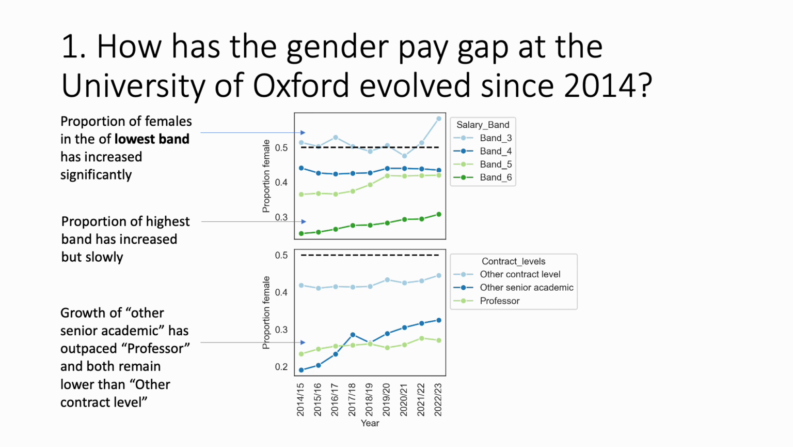As you can see, the proportion of women in the professor role is increasing, the same as the other contract level. However, we do want the proportion of women who are professors, which is a much higher paying salary band, to be increasing as well. So this is the first question that we answered through simple line plots across years.